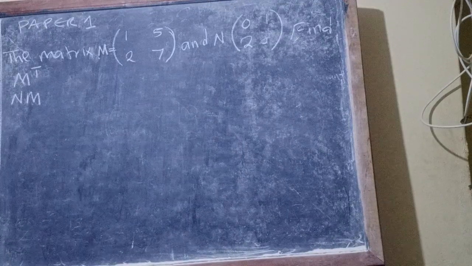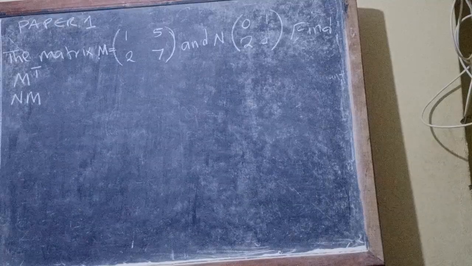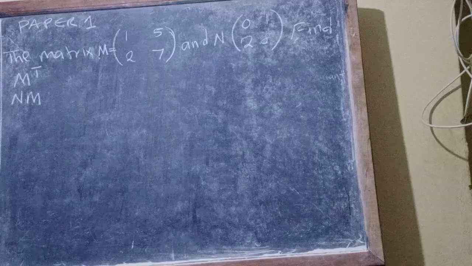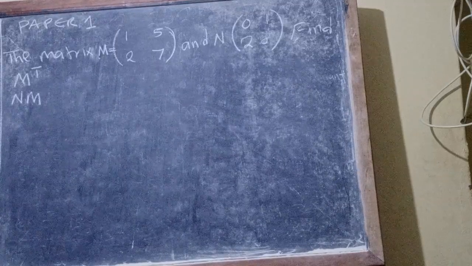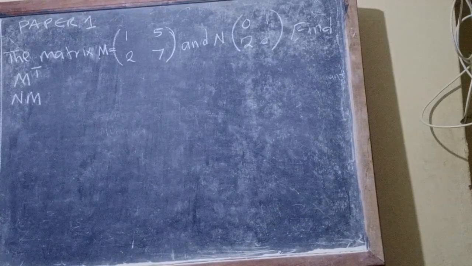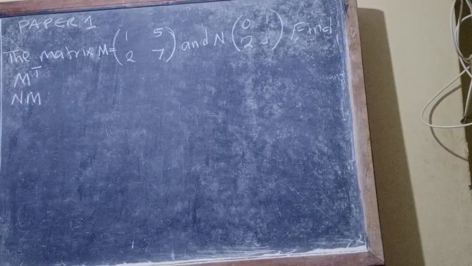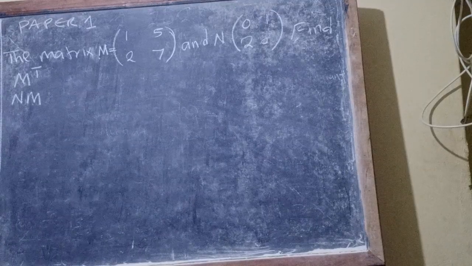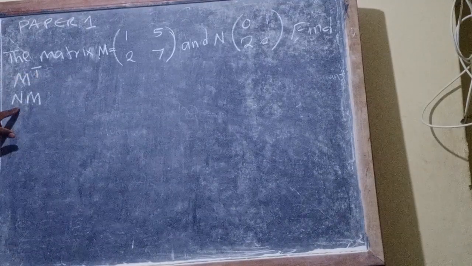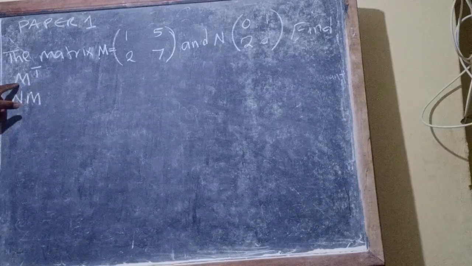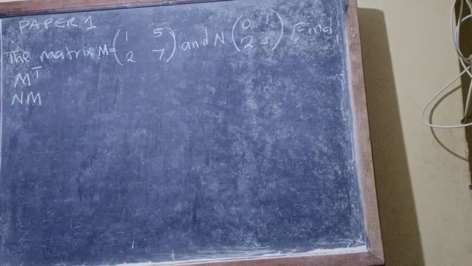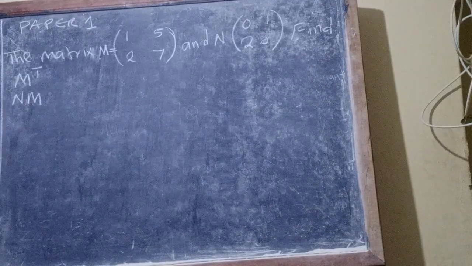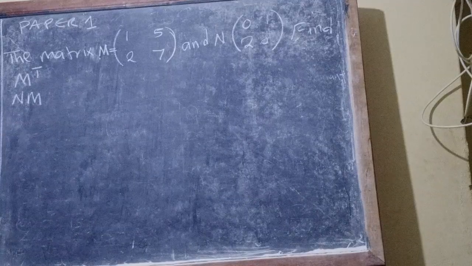Welcome to another segment. This is a question that comes in paper 1, and we're going to look at the transpose of a matrix as well as multiplication of matrices. So we have the matrix M, which is 1, 5, 2, 7, and the matrix N, which is 0, 1, 2, 0. Then they're asking us to (a) find M transpose, (b) find NM. So when you see M with a tilde on top there, just know that they are looking for the transpose of M. Then NM simply means matrix N multiplied by matrix M.